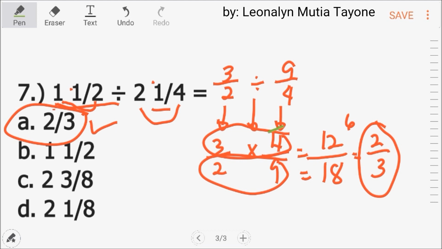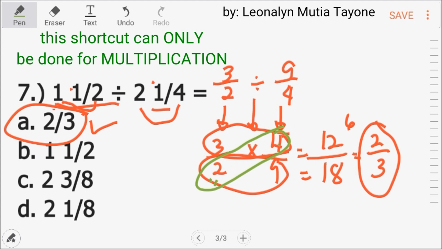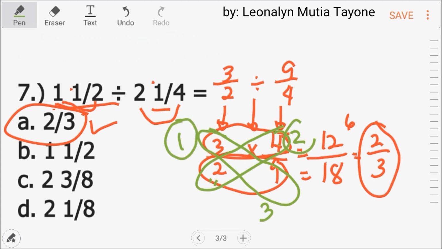Another way is this 4 and this 2. 4 divided by 2 equals 2. Then 3 and 9. The greatest common factor of them is 3. So 3 divided by 3 is 1. 9 divided by 3 equals 3. So what you multiply is just this: 1 times 2 equals 2. Then you're done. Only 3 is left there. So here it is. This is a faster way. The answer is letter A.